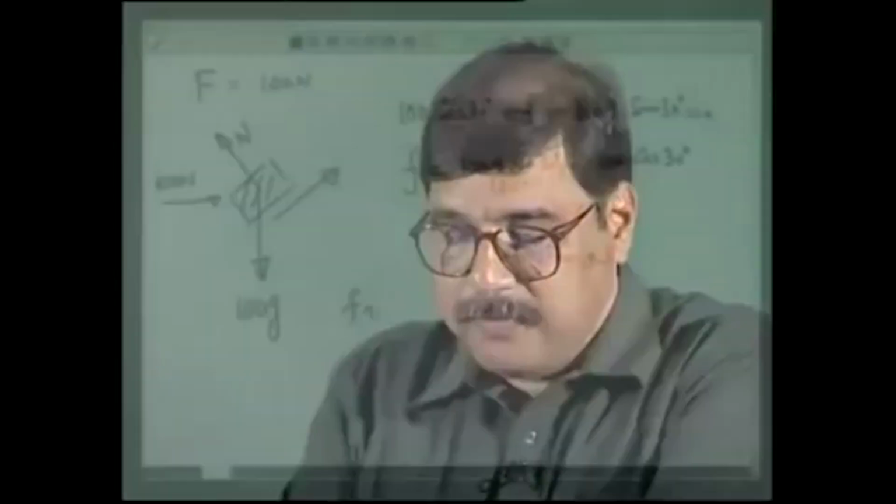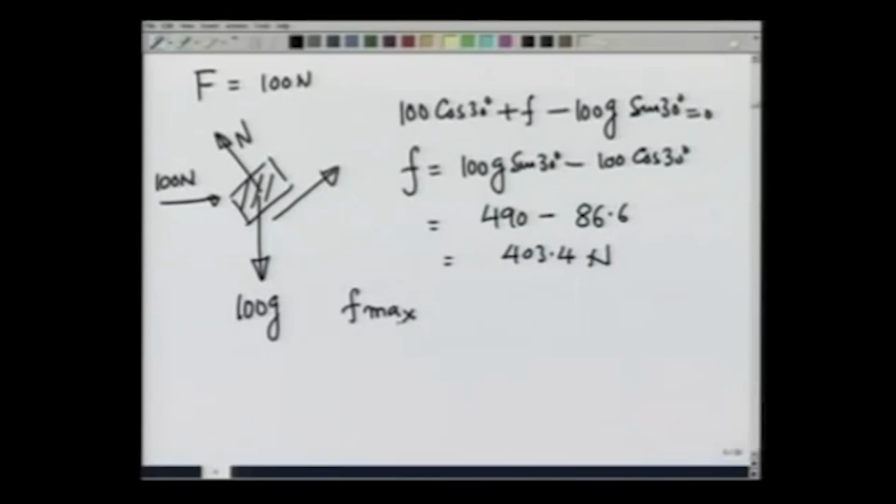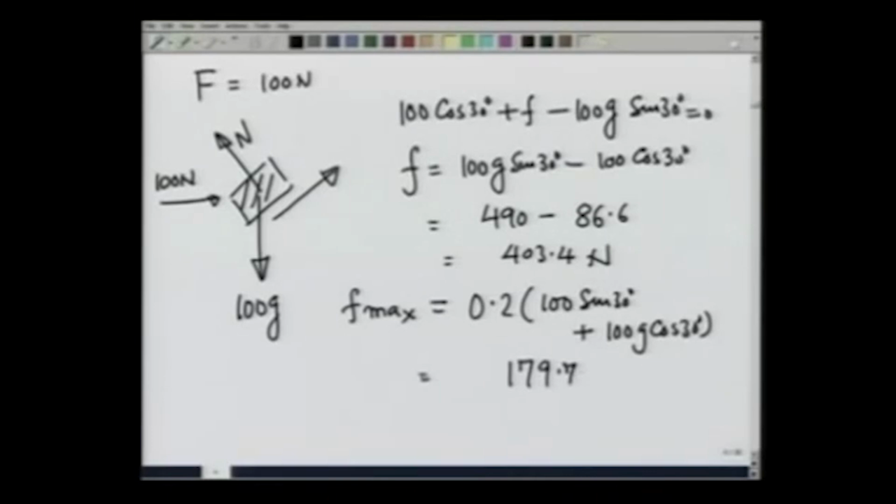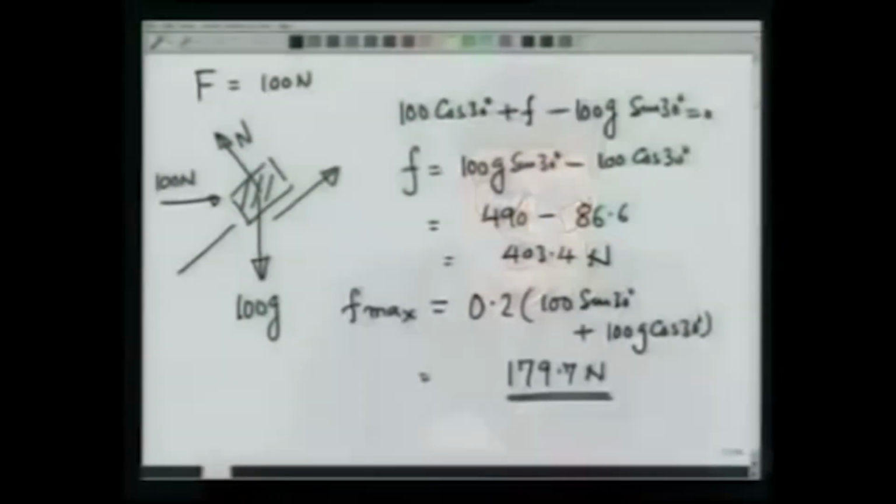Let us see what is F maximum possible value. F maximum possible value is 0.2, the static friction, times 100 sine of 30 degrees plus 100 g cosine of 30 degrees. You plug in the numbers, sine 30 is 1/2, cosine 30 is root 3 by 2, and the answer you get is 179.7 newtons. Thus, the maximum frictional force that is possible in this case when I apply 100 newton force is less than the frictional force required to keep the block in equilibrium, and therefore, the block would start sliding down.